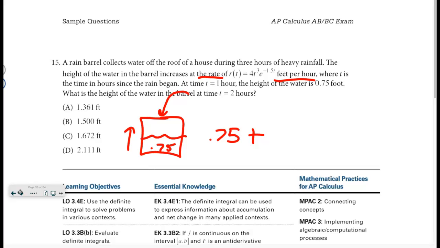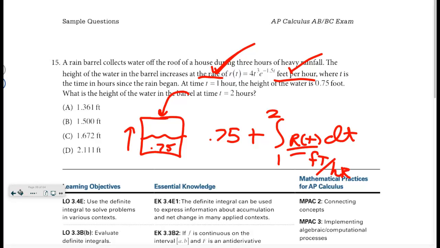But they didn't give me a model for feet of rain. They gave me feet per hour, right? My answer needs to be in feet. That should trigger. I need to integrate, correct? How much accumulated from 1 to 2? And you go R of t dt, and then maybe you would check your units. R of t is in feet per hour. Change in time is in hours. When I'm done, this will give me the hour change, correct?